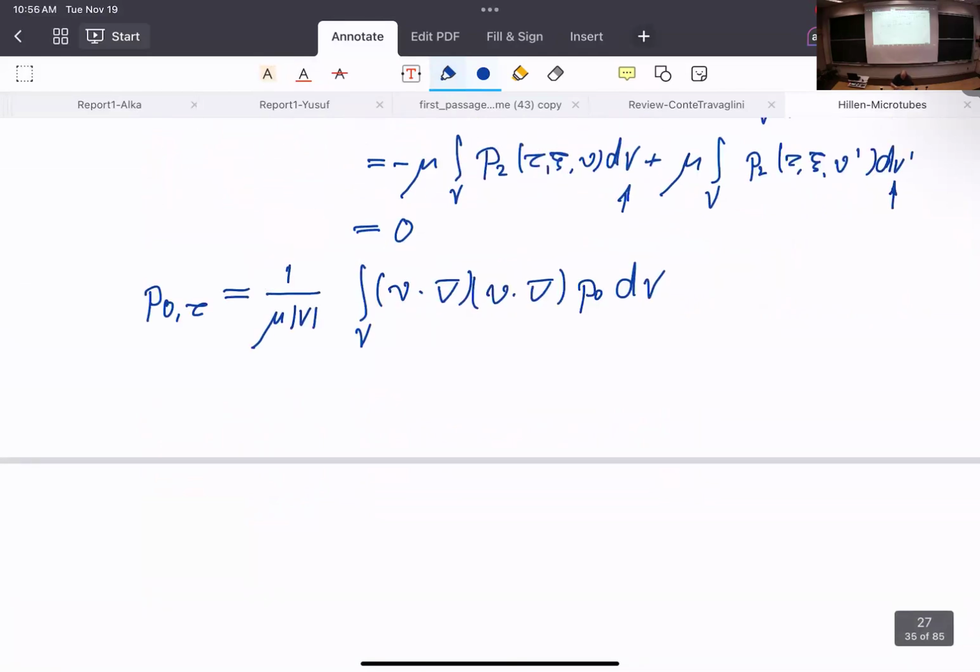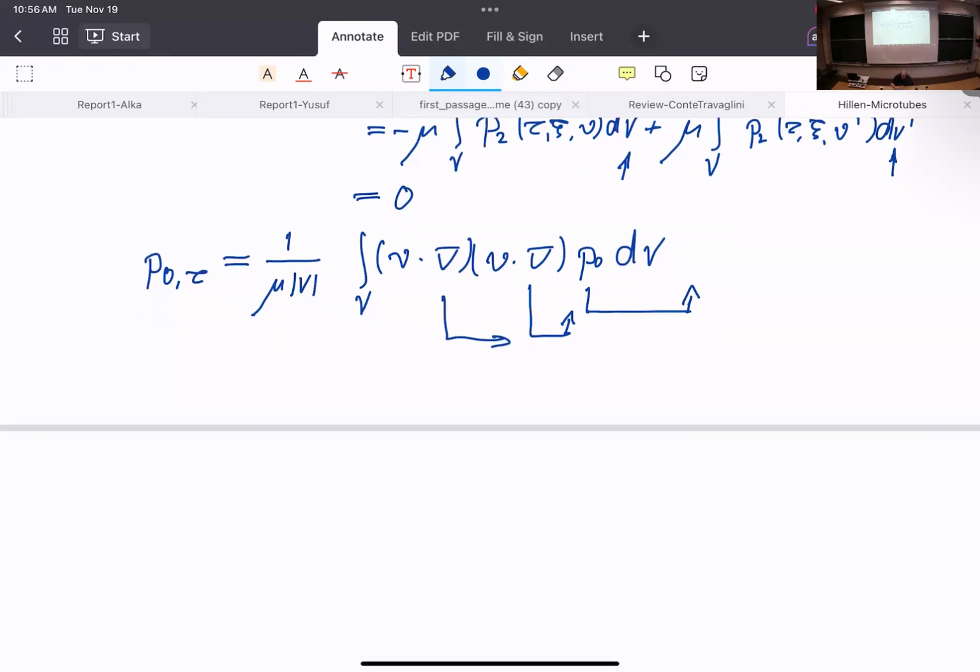Okay. So this P0 does not depend on velocity, so I can take it out of the integration. But it depends on space, which means the derivatives here act on P0, and this acts on P0. So if I take it out of the integration, I need to be sure I still obey the differentiation process happening. How do I want to do this now?